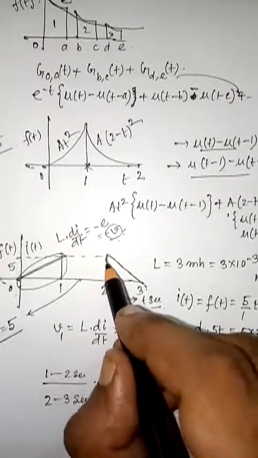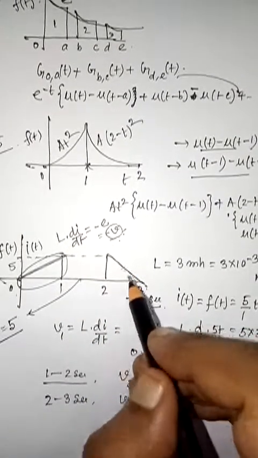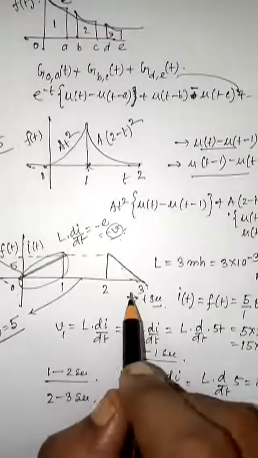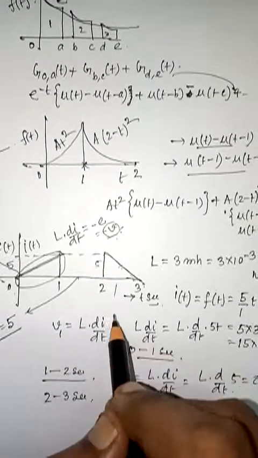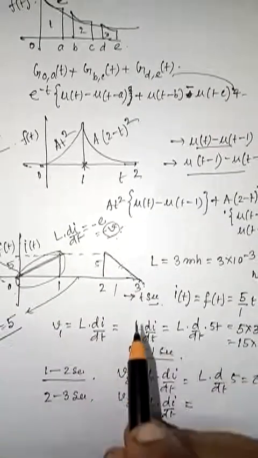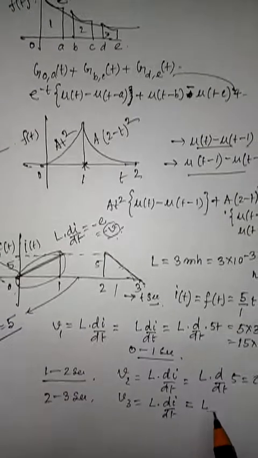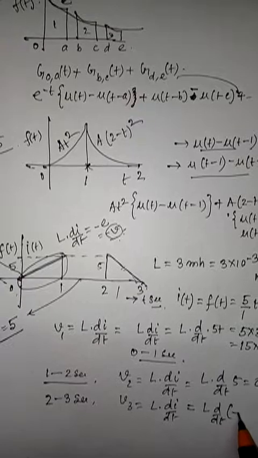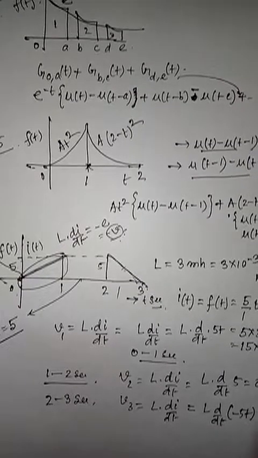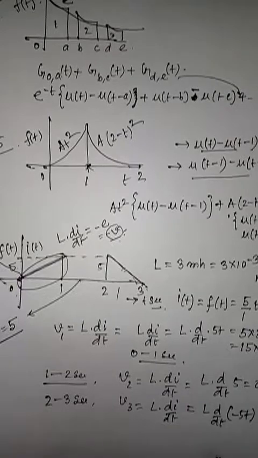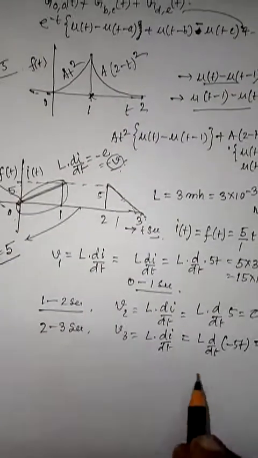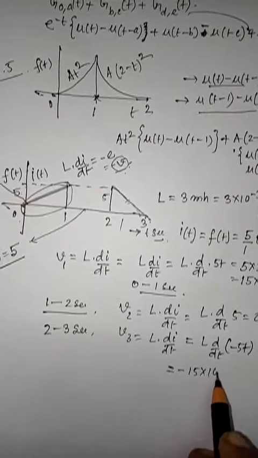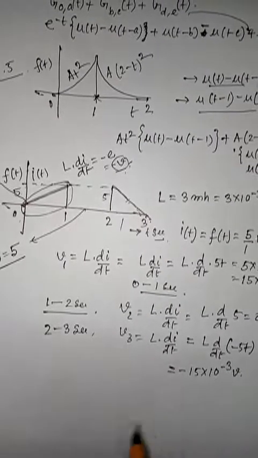Here, what is the equation of this straight line? You should find it out. It is the same 5 and 1, so the axis is shifted up to the 3 points, so it should be L d/dt of that, minus 5t. So it should be minus 15 into 10 to the power minus 3 volt with respect to time.